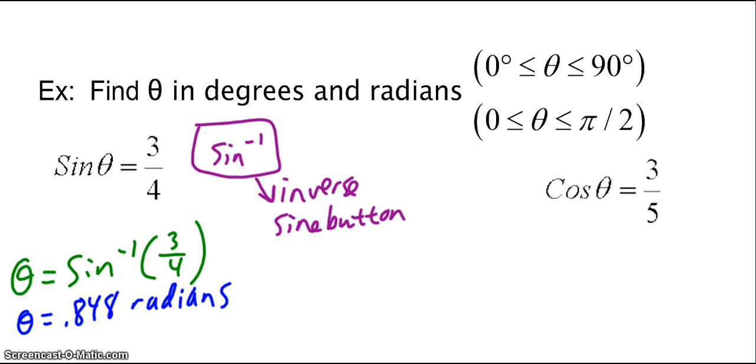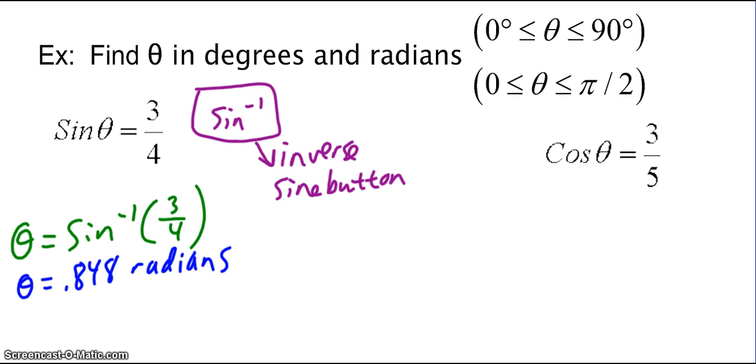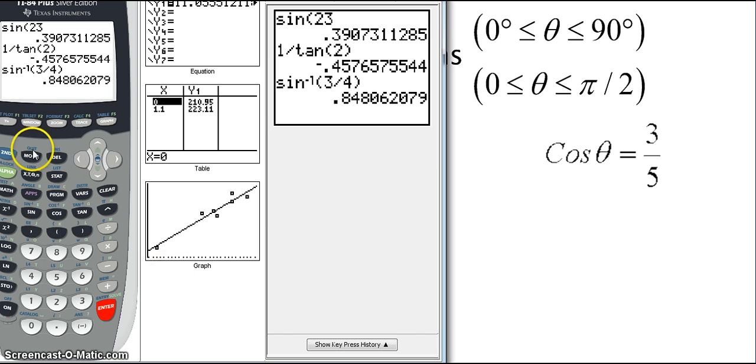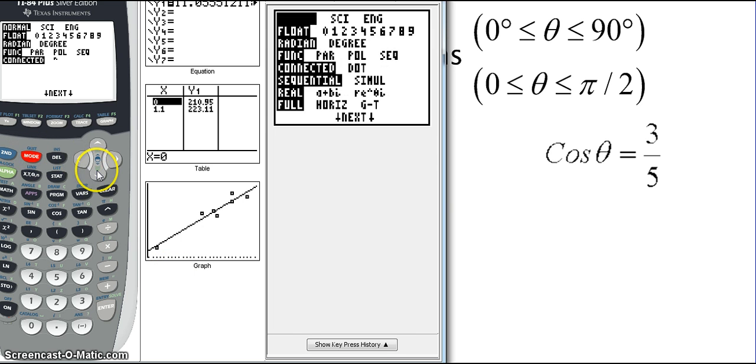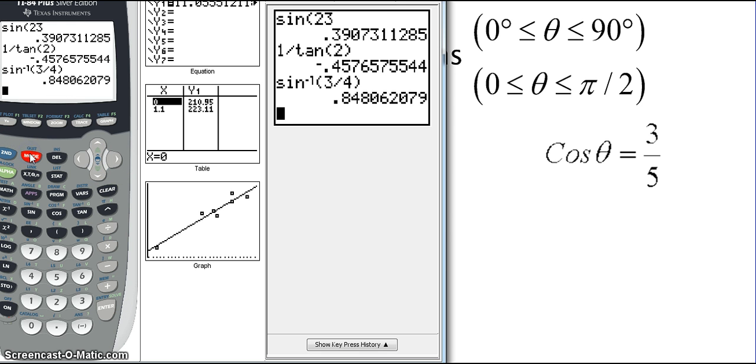Now, we don't normally need to label radians because we know that if it doesn't have a degree symbol, then it's radians. But for our practice sake here, I'm going to, just so we don't get confused. Now I'm going to change my mode back to degrees, and I'm going to type in the same thing.